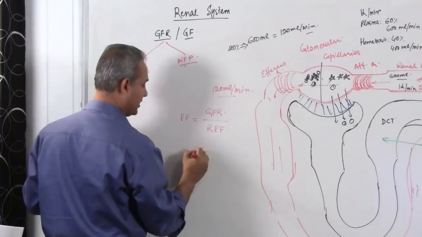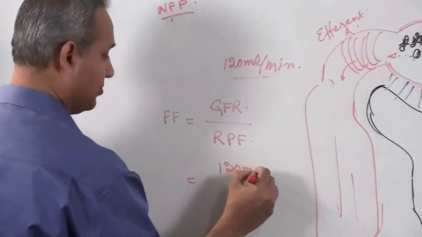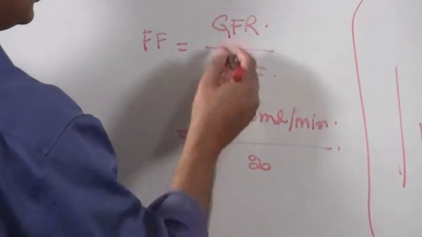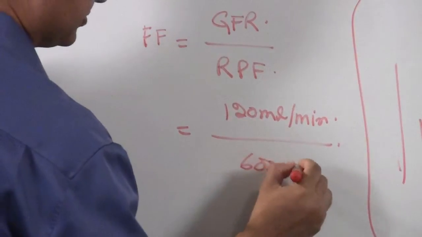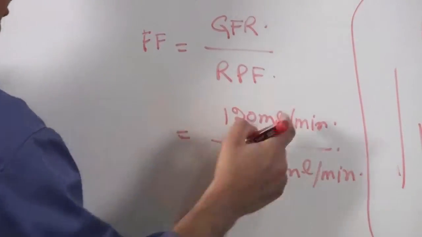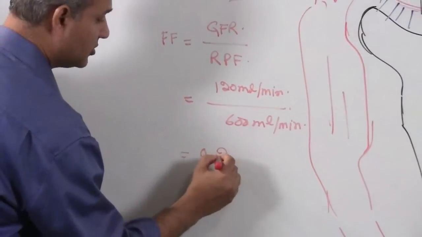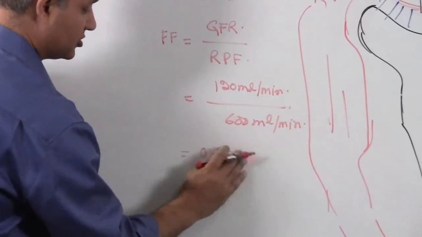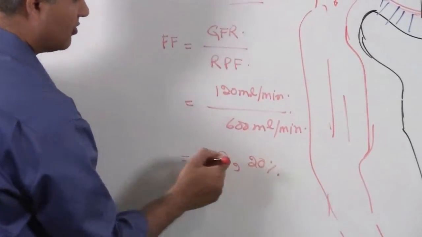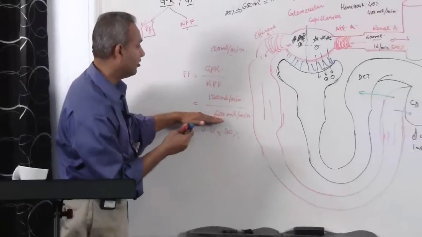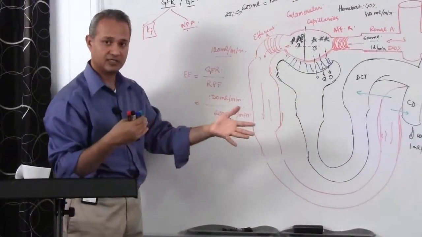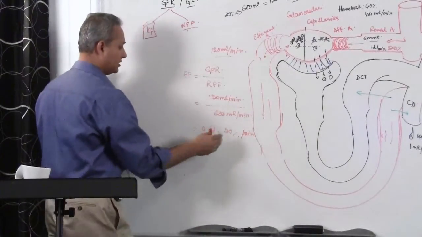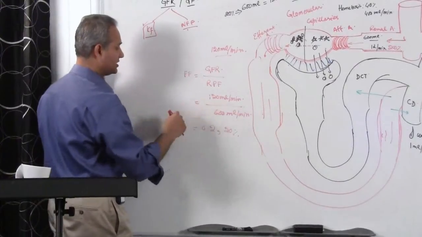So remember this, if GFR, let's say, is 120 milliliter per minute, and renal plasma flow is 600 milliliter per minute, then the filtration fraction is 0.2, or 20%. Remember there are no units, units cancel out. So what that means is that out of 600 milliliter of plasma coming in, 20% is filtered out. That is the glomerular filtration per minute. So 20% is the filtration fraction.